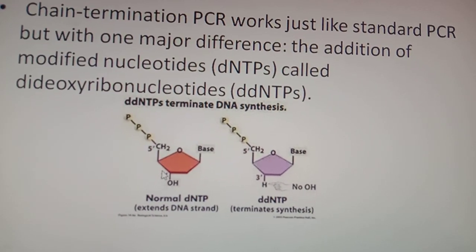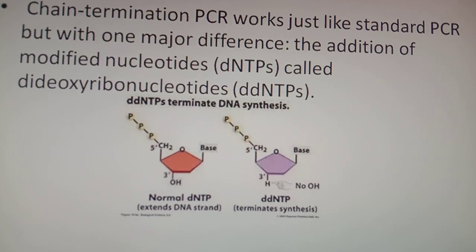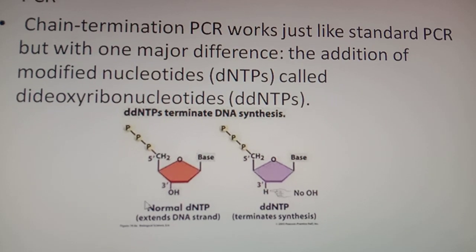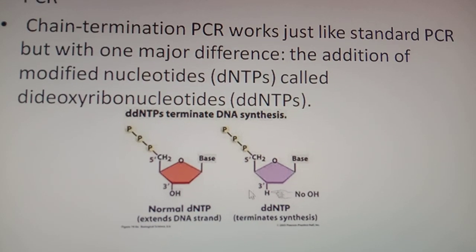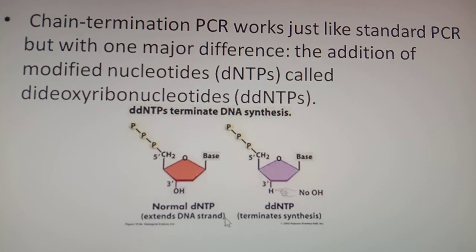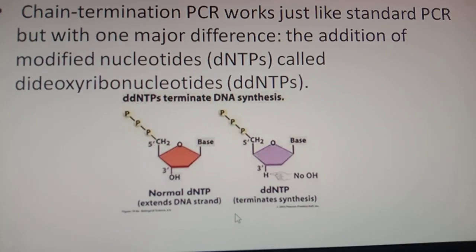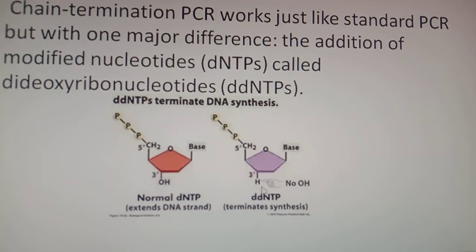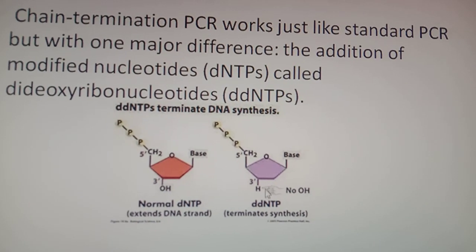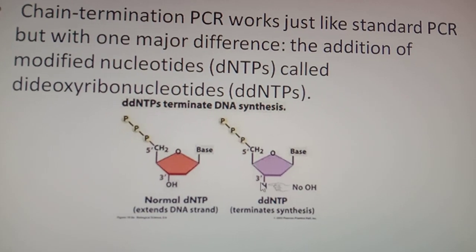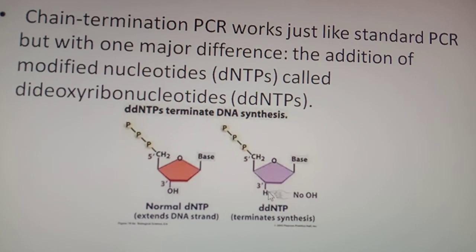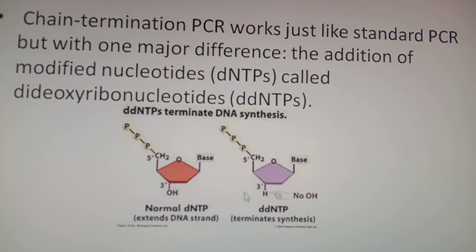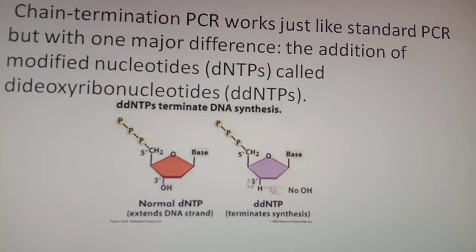In Sanger's technique, the same principle applies, but in addition to this normal dNTP, we use a specialized dNTP known as ddNTP. ddNTP stands for dideoxynucleotide triphosphate, because you can see here, this OH group is removed. Here the O from the OH group is removed. That's why it is known as dideoxy. The 'de' stands for removal of oxygen. So there is no oxygen in this 3' position.